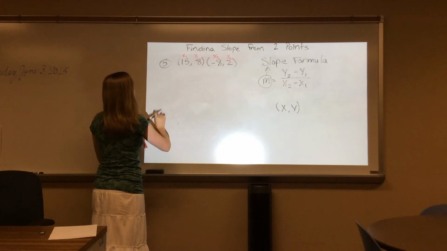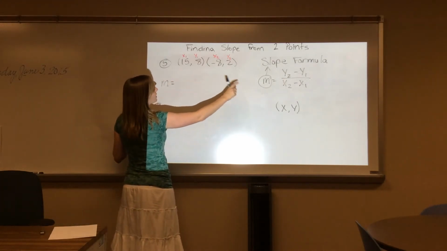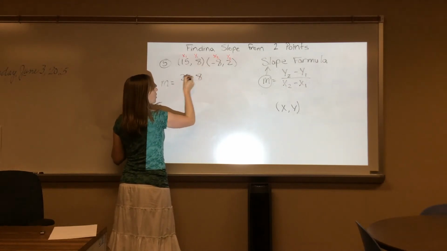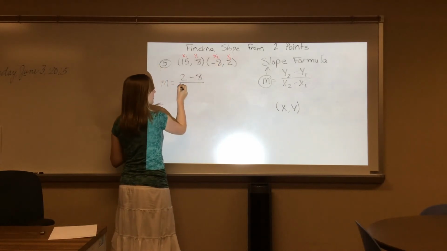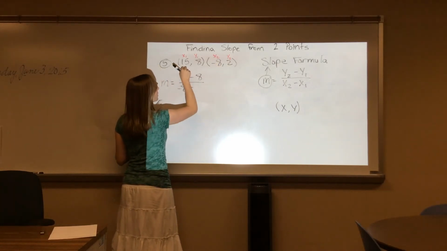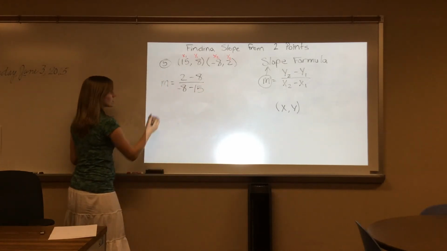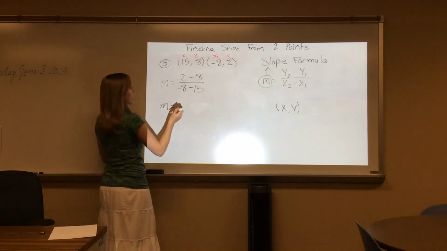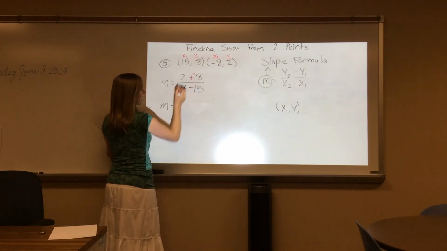Plug it into the formula. m equals y2 minus y1, which would be 2 minus 8, over x2 minus x1. x2 is negative 8 minus x1, which is 15. Change your subtraction to adding the opposite. So this becomes plus instead of minus positive 8. We make it negative 8.